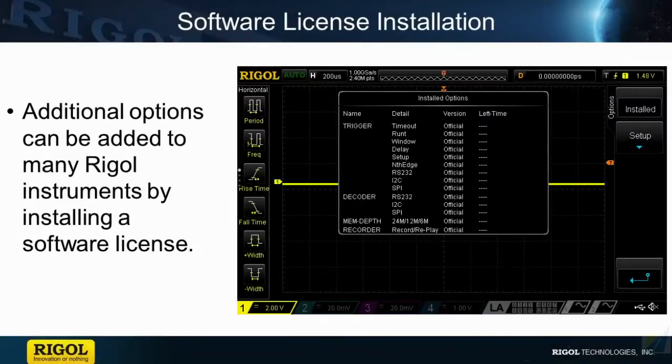Many Rigol instruments have options available to add extra features and performance, and most are enabled by installing a software license. For example, advanced triggering, decode, deep memory, and waveform recording can be added to the DS1000Z series oscilloscopes using this method. Once an option is purchased, you will receive a software certificate that contains a key.